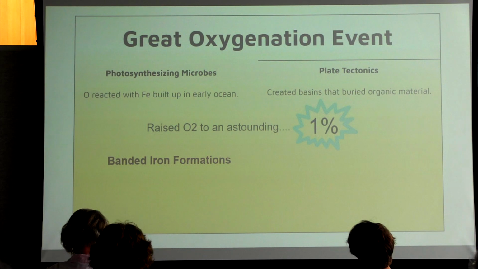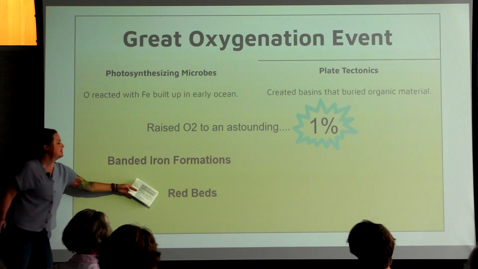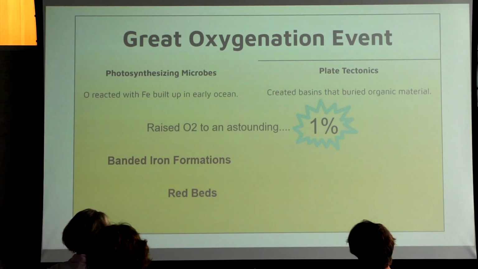But it did all sorts of stuff at 1%. I mean, nothing to 1%, that's a big jump. That's a 100% increase, right? So we get banded iron formations, we get red beds. So these are our rusting. This is our terrestrial rusting. This is our ocean rusting here.